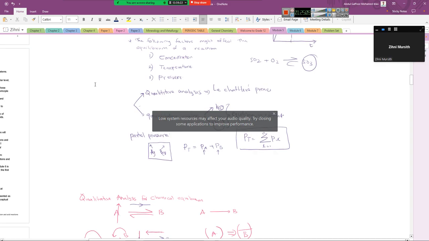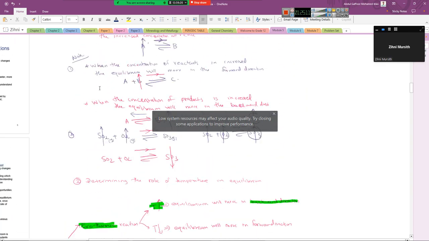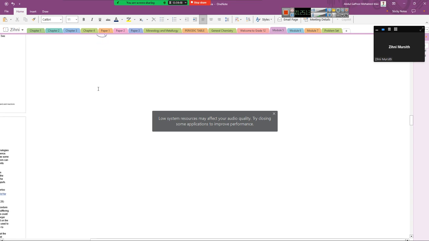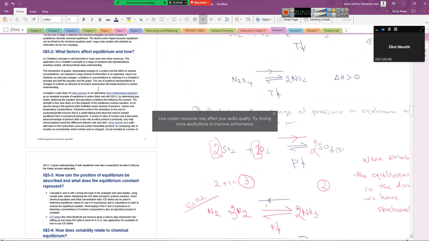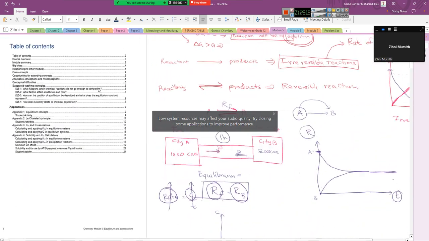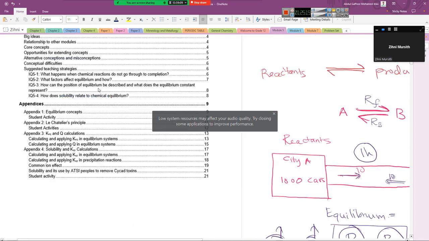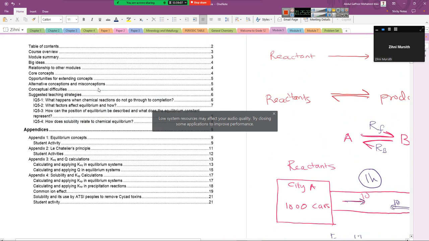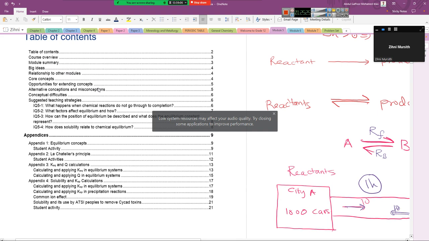Okay, so now we will move to the quantitative analysis of equilibrium concepts, Le Chatelier principle, Kc, Kq, then we will move to Ksp also.